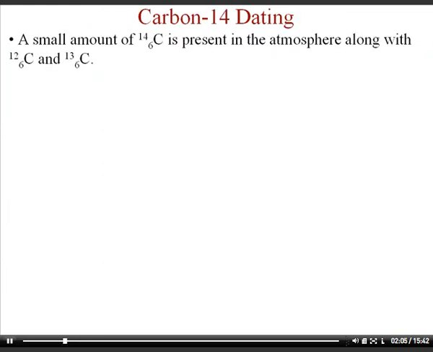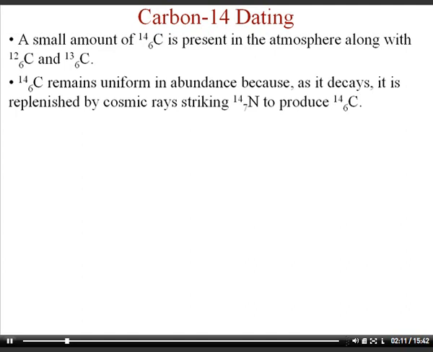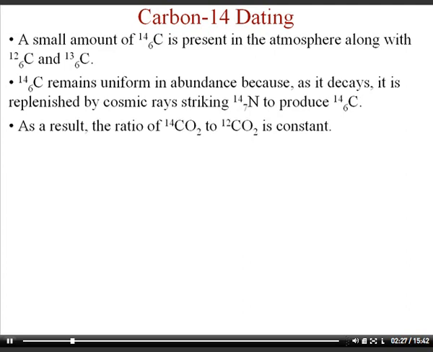Now here's how carbon-14 dating works. A small amount of carbon-14 is present in the atmosphere along with carbon-12 and carbon-13. Now carbon-14 remains uniform in abundance because as it decays, it's replenished by cosmic rays striking nitrogen-14 and turning it into carbon-14. So the amount of carbon-14 in the atmosphere is pretty constant. So as a result, there's a ratio of carbon-14 to carbon-12 in a sample.